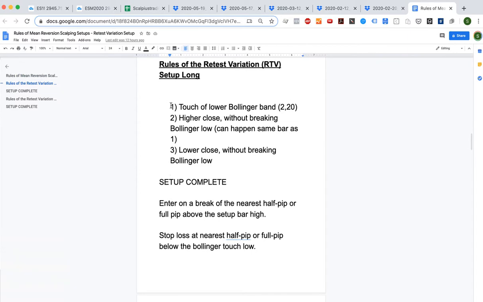So anyway, this setup is 3 elements. You look for element 1, and then you look for element 2, and then you look for element 3. And when you've got those, then the setup is complete.